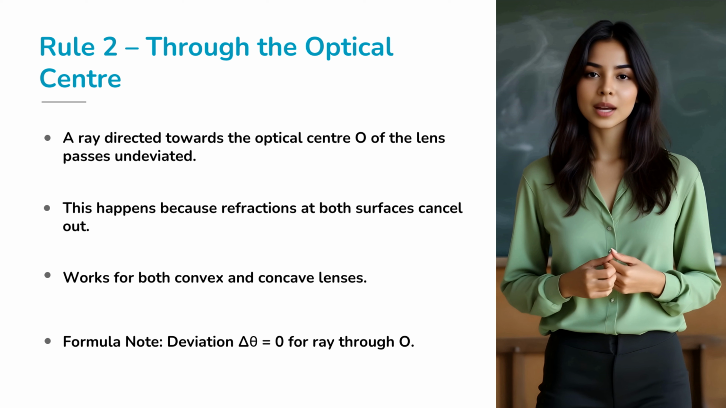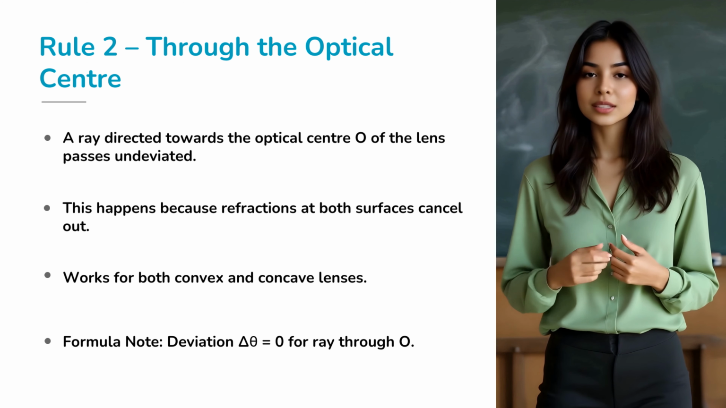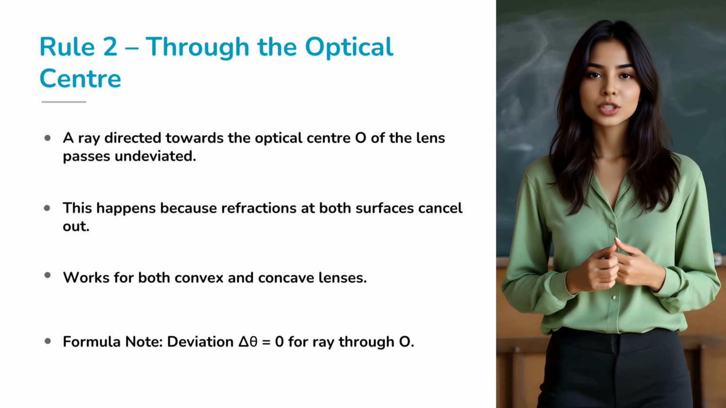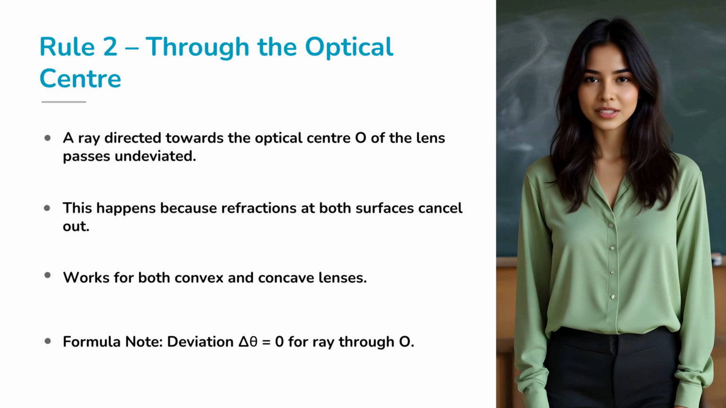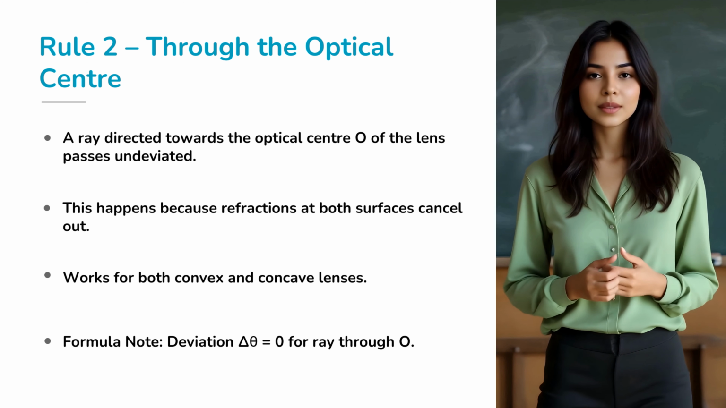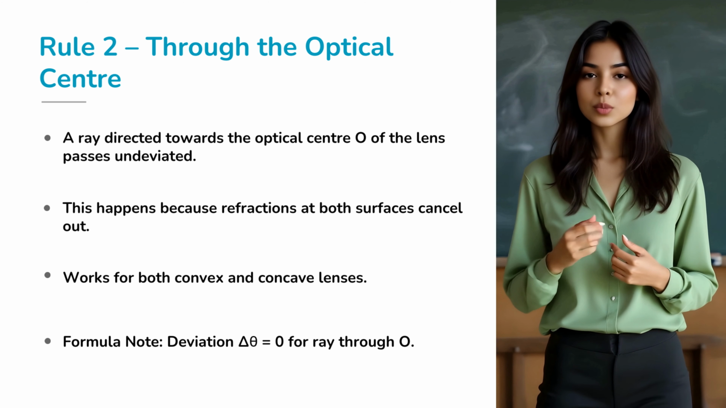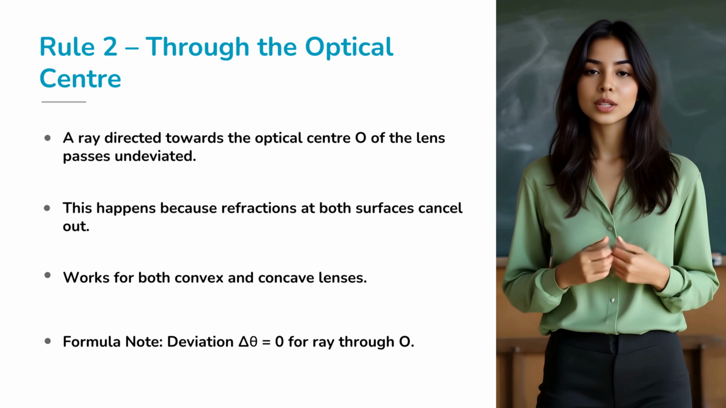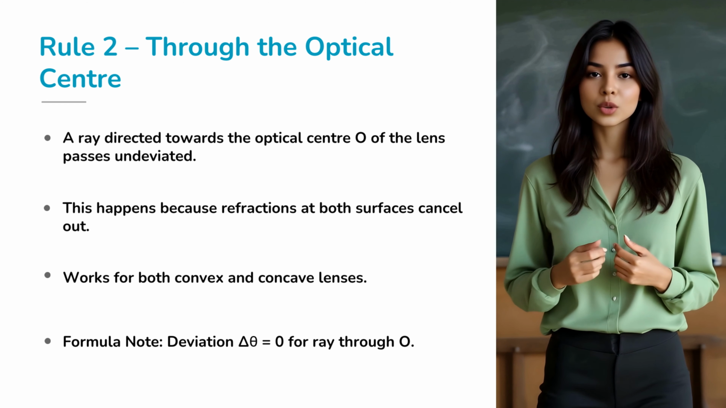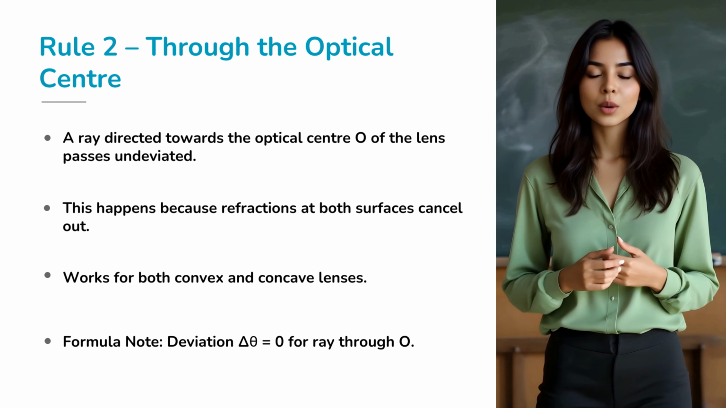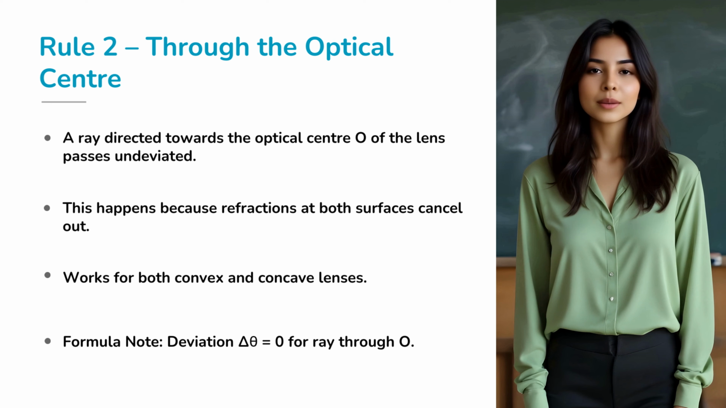Here's a real-life example. Think about light passing straight through the middle of your spectacles. The central vision looks undistorted because those rays pass directly through the optical center of the lenses. If that didn't happen, every time you looked straight ahead, the world would appear wavy, like looking through a glass of water. So, Rule 2 is your best friend when drawing ray diagrams. Aim through the optical center and you get a straight, undeviated line every time.